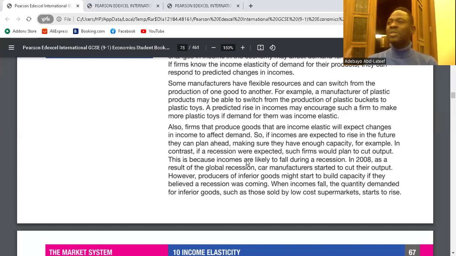And if it is predicted that there's going to be recession in the future, you should start making adjustments to your output by reducing it, by cutting your output, because in the future income level would fall. So if you are selling products that are income elastic, in the future, you won't sell. Do you get it or not? No, I'm going to explain again.